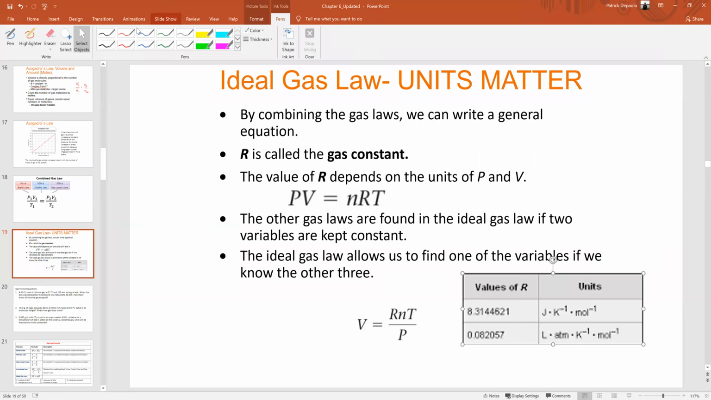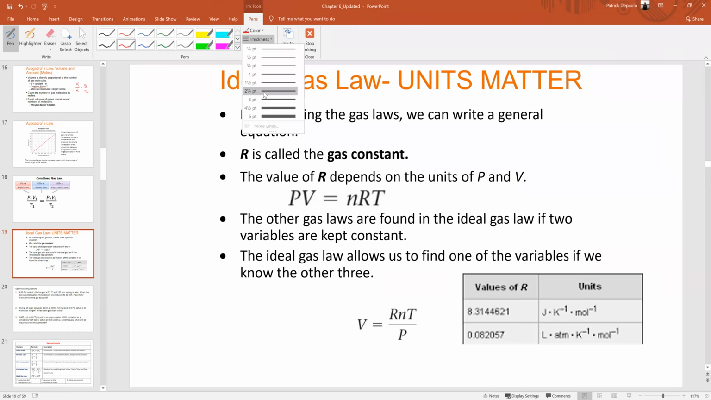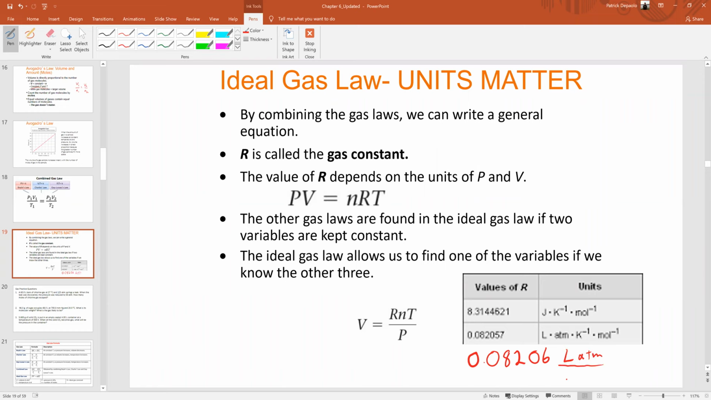The most common one for chemistry is the bottom one. If you end up taking thermodynamics, you're going to use the top one, because you're dealing with energy. But for chemistry, we use the bottom one, 0.08206, which is the way I write it on the exams. The unit is liter atm divided by Kelvin mole. That's the big unit. I'll show you how this works and why all the units need to be their specific values.